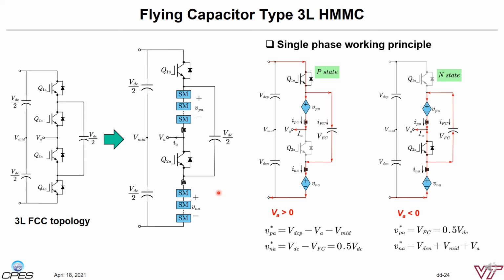As the flying capacitor voltage is half of the DC link, the maximum arm voltage can be reduced to half of the DC voltage. Therefore, the flying capacitor-based HMMC also eliminates 50% of the MMC submodules.